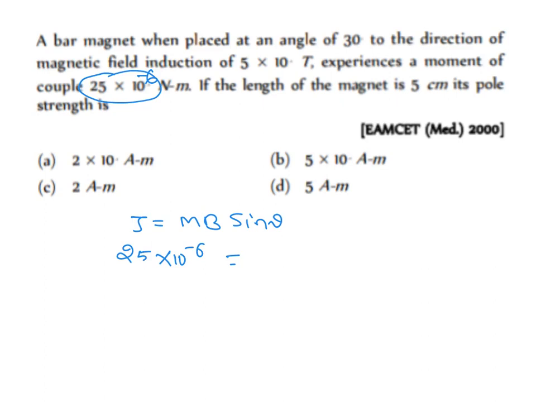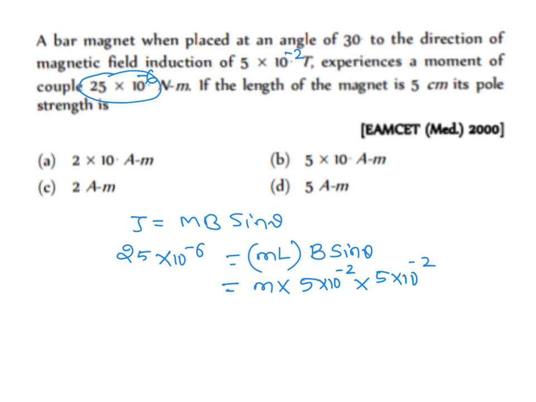The magnetic moment is nothing but pole strength into length of the magnet, into B into sine theta, correct? So this is equal to the pole strength, which we need to calculate, and the length is 5 centimeter, that is 5 into 10 to the power of minus 2. The magnetic field induction is 5 into 10 to the power of minus 2 Tesla, into sine theta.